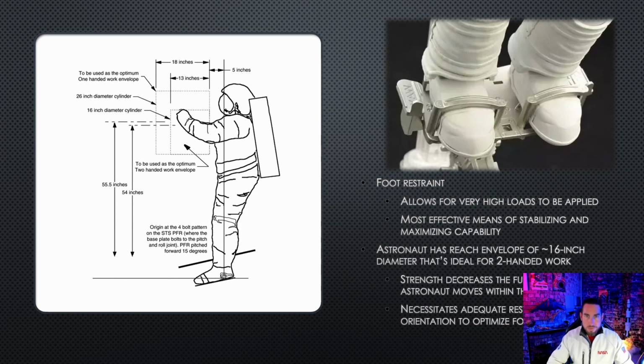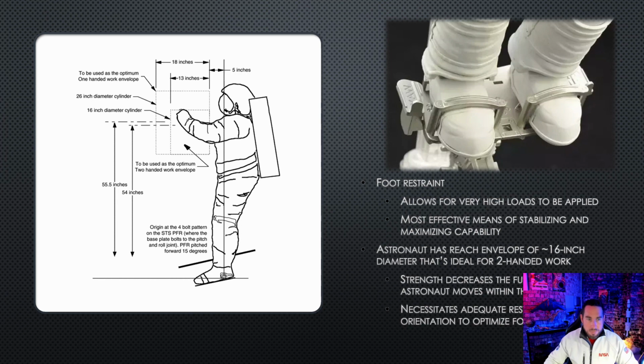It provides a resistive force. It uses Newton's third law of opposite but equal reaction. So if they're secured into the foot restraint, you can just imagine it, you can provide more torque. Now, with that being said, you can apply more torque within a relatively small area. There's typically a 16-inch diameter cylinder that they can work within and use maximum strength. As they move up in this envelope, up into like this 26-inch cylinder, then the amount of strength that you can apply starts to decrease.